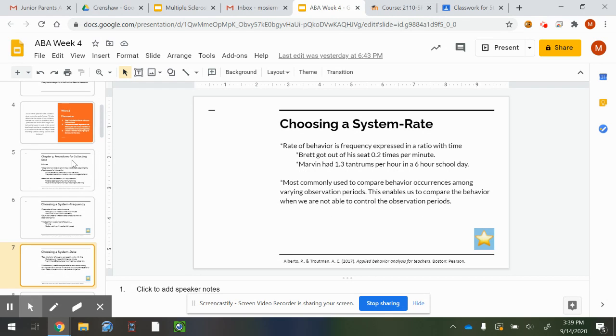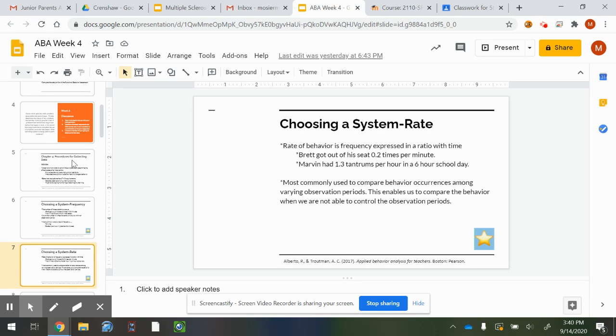The next one is rate. Rate of behavior is the frequency expressed in a ratio with time. You are probably most familiar with this when we talk about reading fluency, when we're talking about the rate of words per minute, or in writing, like a correct writing sequence, if you're familiar with that type of data collection, when we talk about how many correct word sequences written in an interval in a 3-minute time period. So rate of behavior, again, is just frequency expressed in a ratio with time.